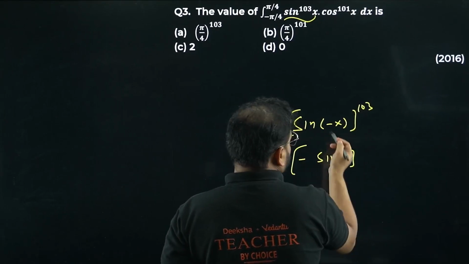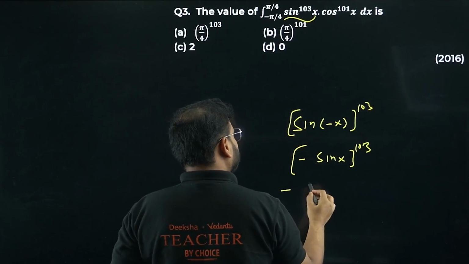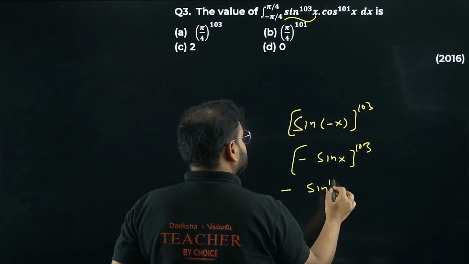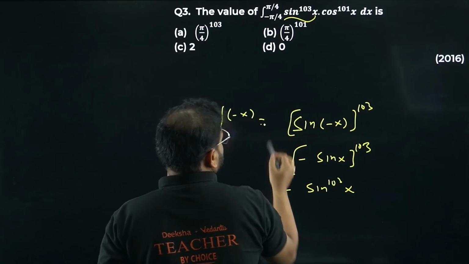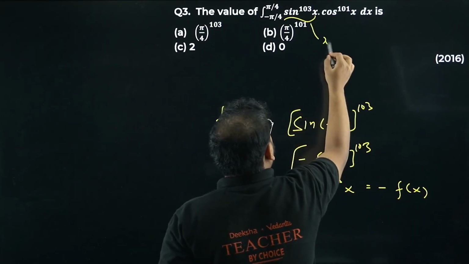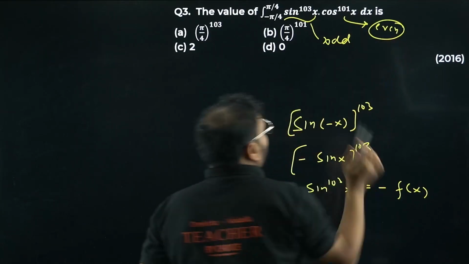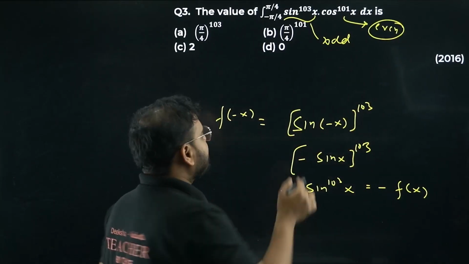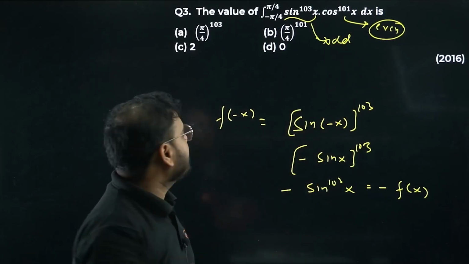It will become minus sine x. We know the property of sine: power is 103, an odd power, so it will become negative only. So minus sine 103x. Basically I'm starting from f of minus x and reaching minus f of x. Hence this part is odd. The other part is actually even, but odd into even is odd again. Hence the answer will be 0.